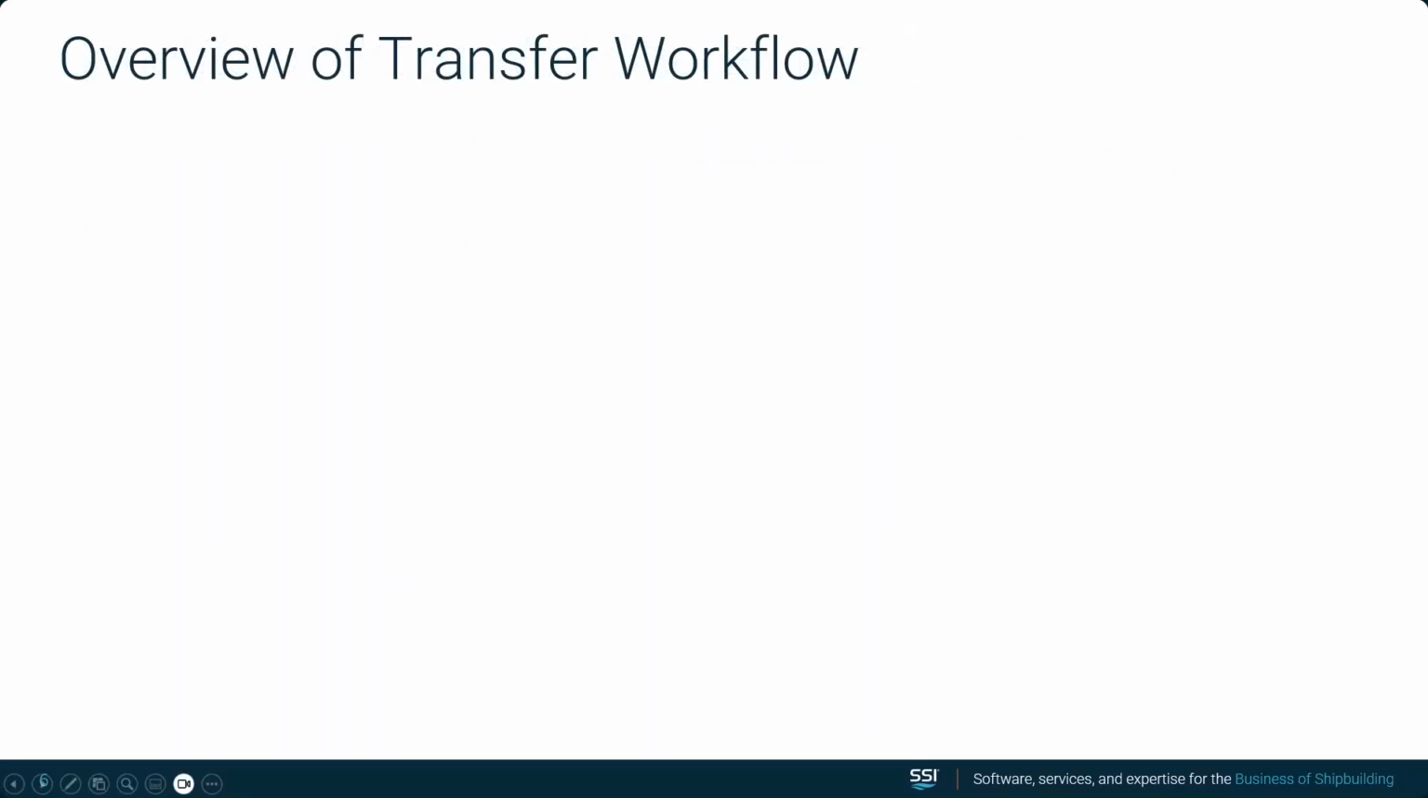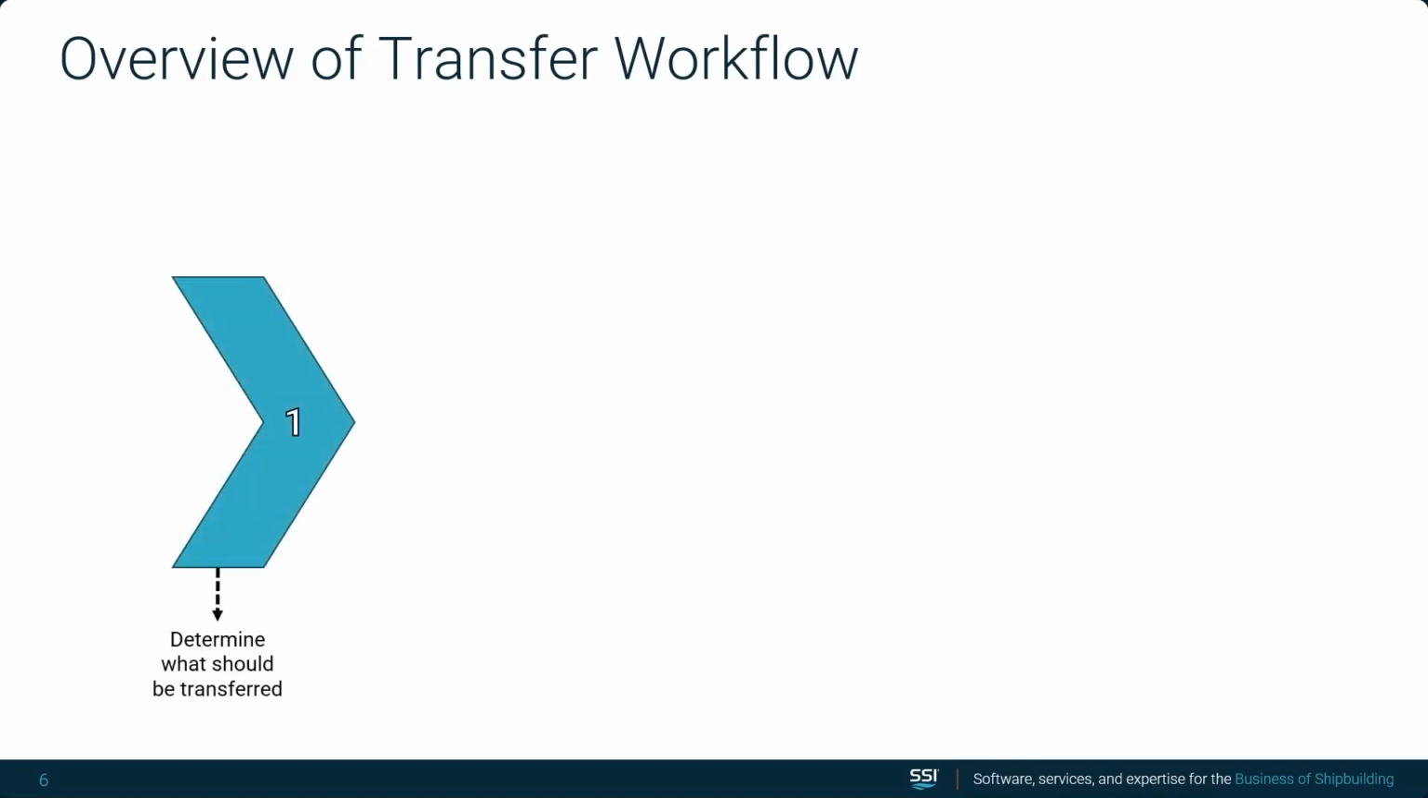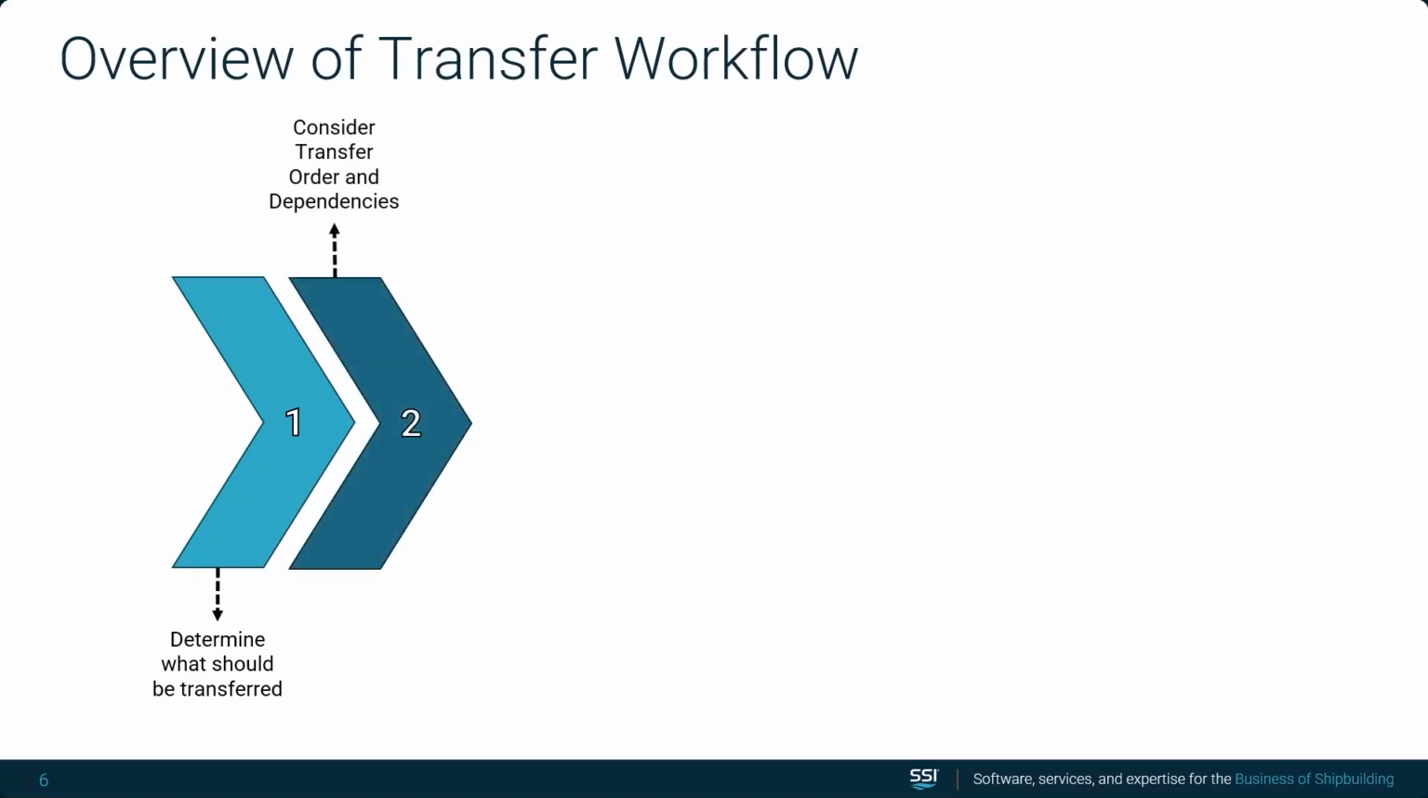So there is a general workflow that must be adhered to when completing a WorkShare transfer using ShipConstructor. The steps include, first, determining what needs to be transferred. We already saw a list of what can be transferred, but what is actually transferred is purely user's choice. We need to consider dependencies and the transfer order of the different transfer item types.